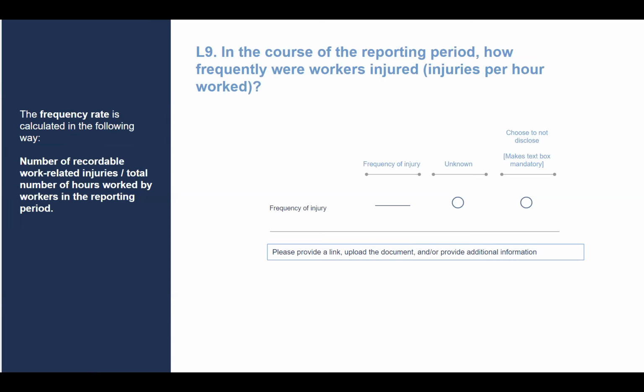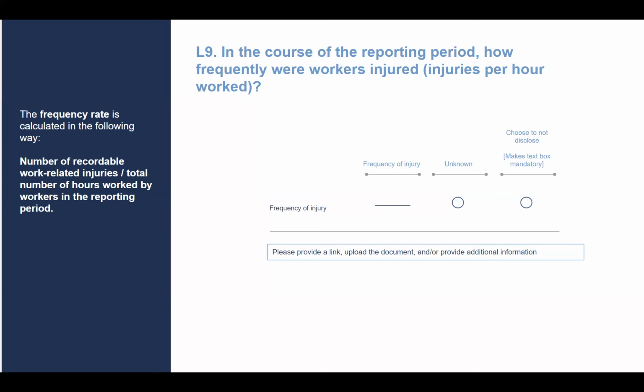Question L9 asks how frequently workers were injured. Types of work-related injury can include death, amputation of a limb, fracture, burns, and paralysis, among others. Injuries involving members of the public as a result of a work-related incident are not included in this disclosure. The frequency rate is calculated in the following way: number of recordable work-related injuries divided by the total number of hours worked by workers in the reporting period.